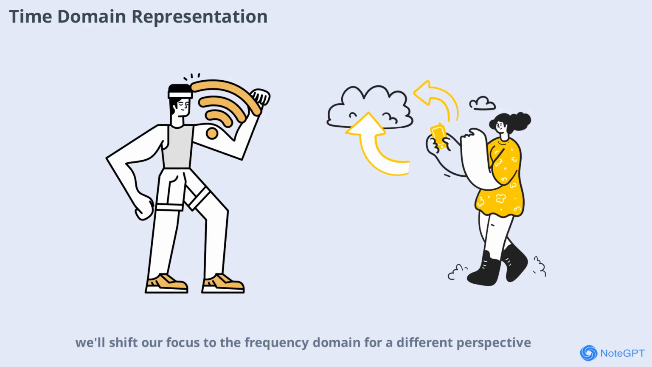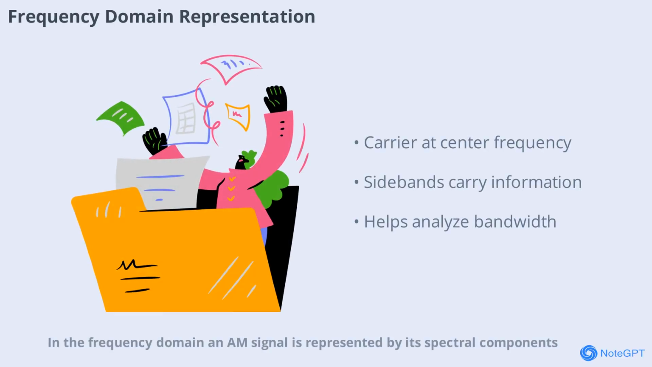Next, we'll shift our focus to the frequency domain for a different perspective. In the frequency domain, an AM signal is represented by its spectral components. The carrier frequency sits at the center, with two sidebands on either side. These sidebands contain the actual information from the original message. The frequency domain view is essential for understanding how bandwidth is used and how different signals can be separated or filtered. This perspective also helps in designing systems that minimize interference and maximize efficiency.